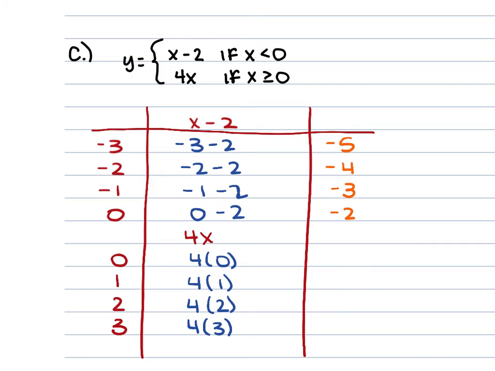For the 4 times 0, it gives me 0, 4 times 1 is 4, 4 times 2 is 8, 4 times 3 is 12. So I'm going to have that 0, negative 2 with an open circle since my sign does not equal to, and then that 0, 0 is going to be a closed circle since it's also equal to.